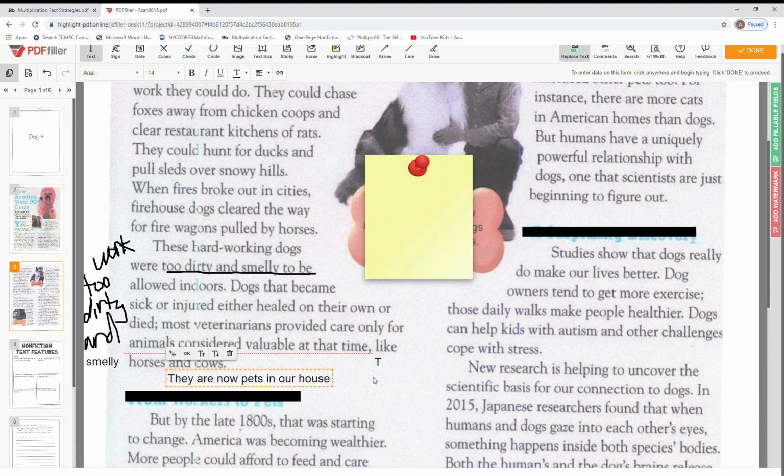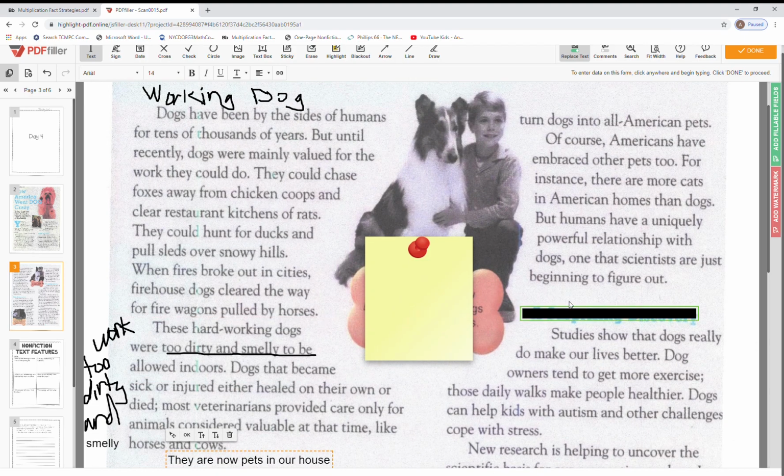So, what could possibly be right here? We now are learning that we humans have a connection to dogs. They're learning that. So now let's think about some things.